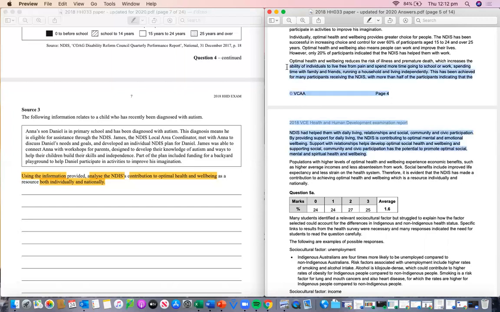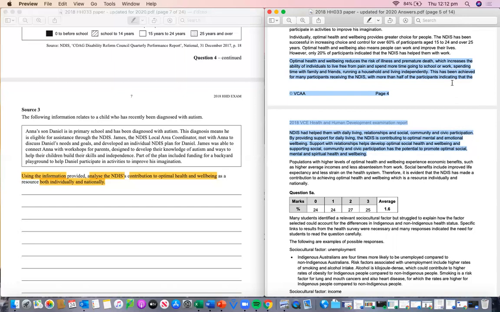Here is 2 marks here. You're looking specifically in this section at how it can promote nationally, okay? Now, you might be wondering how. There are key things here that we've been focusing on.